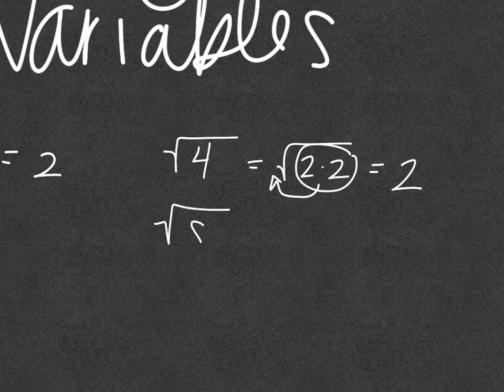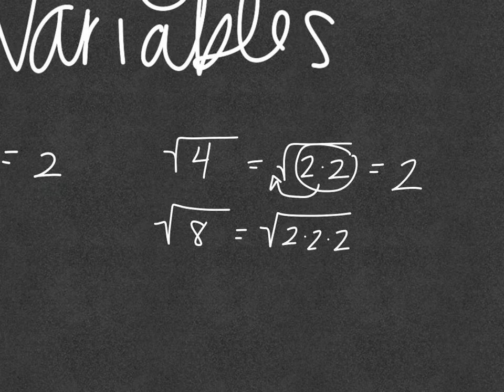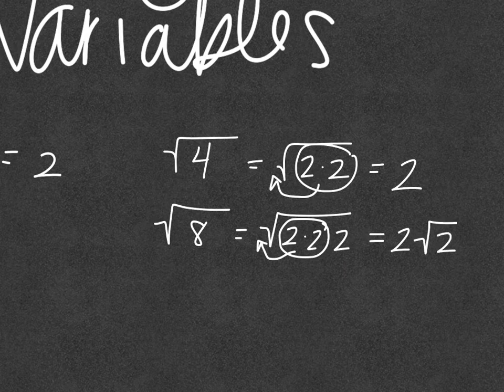Let's do square root of 8. So we have square root of 2 times 2 times 2. She only lets 2 out at a time, so I'll circle these 2. They're a unit, they get to go outside, but there's one lonely one on the inside. They have to stay inside. They do not have a pair, so it becomes 2 square root of 2.